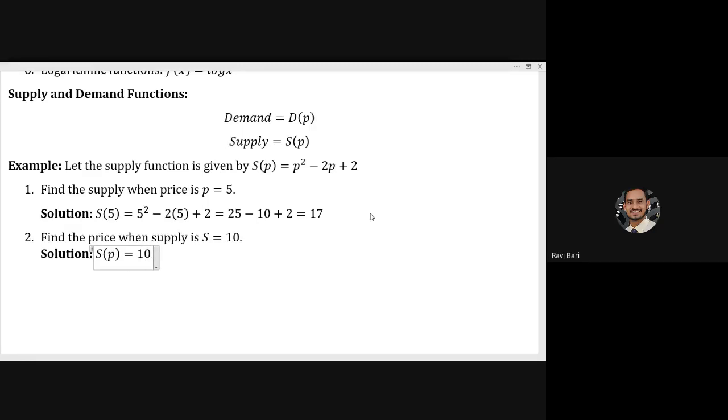It is given that supply is 10. That means supply is what? P square minus 2P plus 2 is equal to 10. So we have to solve this. So if you will split this, what will you get?